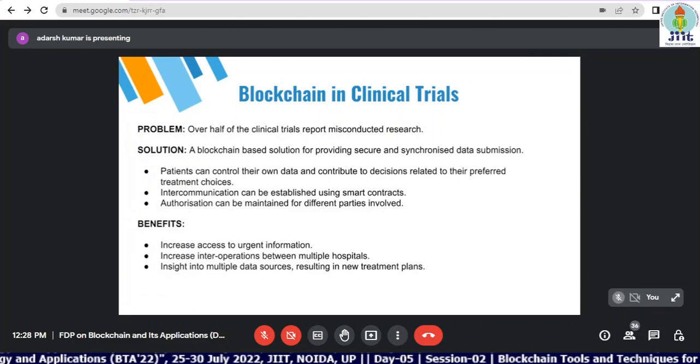However, half a million clinical trial reports are misconducted. I've given you one example, but there are thousands or millions of examples where we say that the reports are misconducted. A blockchain-based solution for providing secure, synchronized data submission is possible. So patients can control their own data and contribute to decisions related to preferred treatment choice.